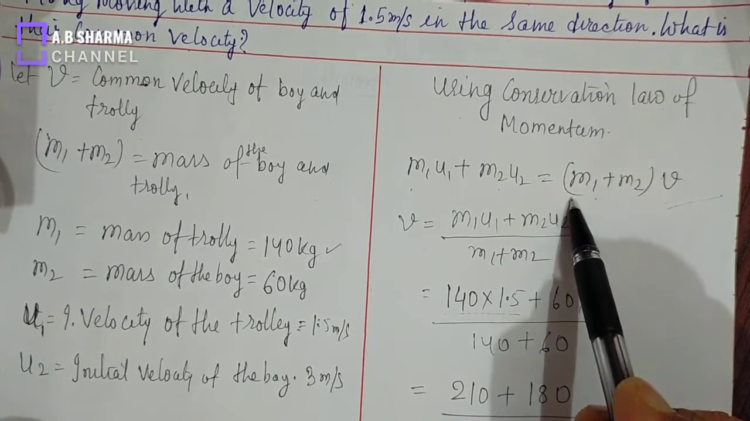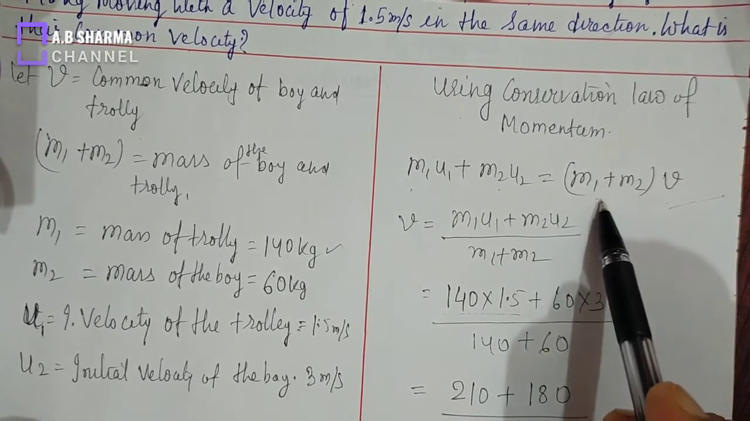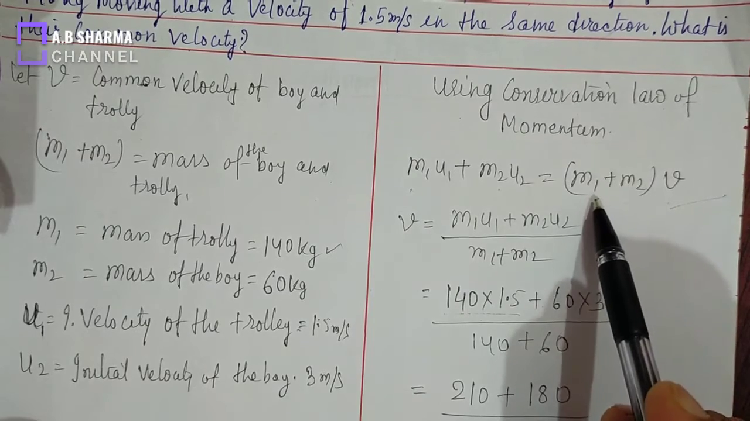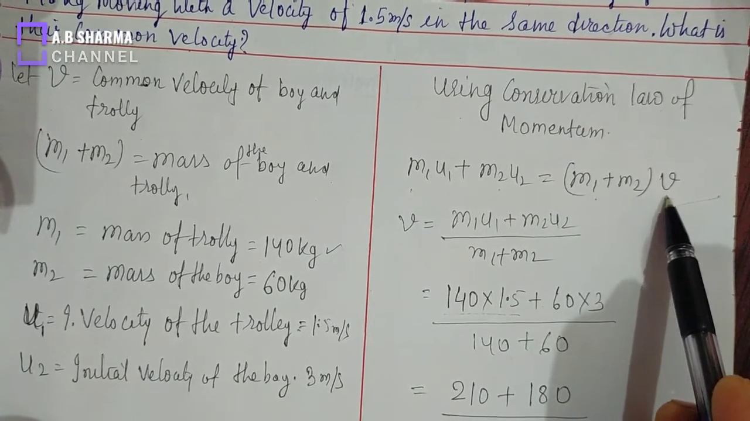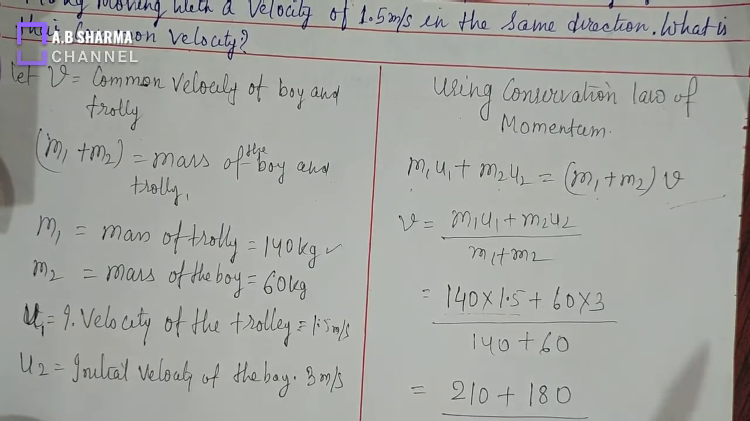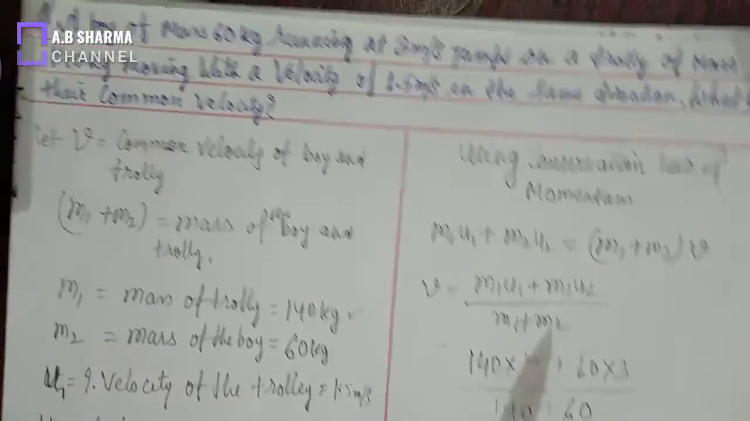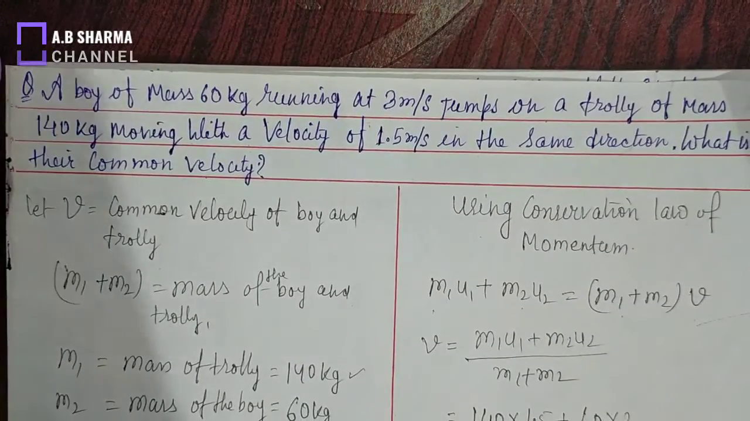M1 and M2 are added because the boy jumps over the trolley and their masses will be added, and since they are moving with the same velocity, their velocity will be common. So this is how we calculate the question. Now see the next question.